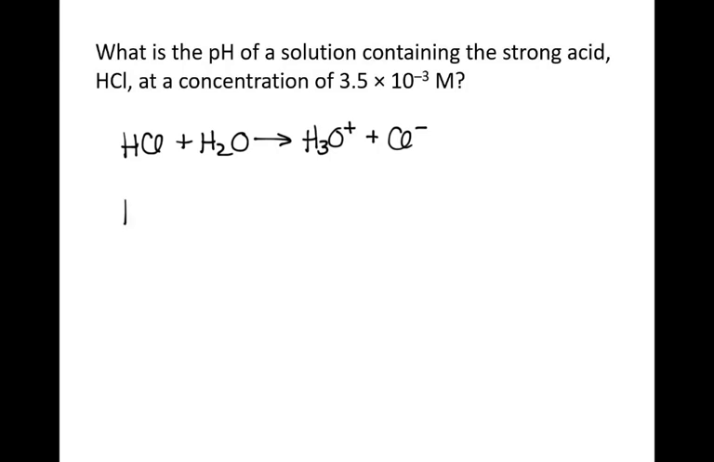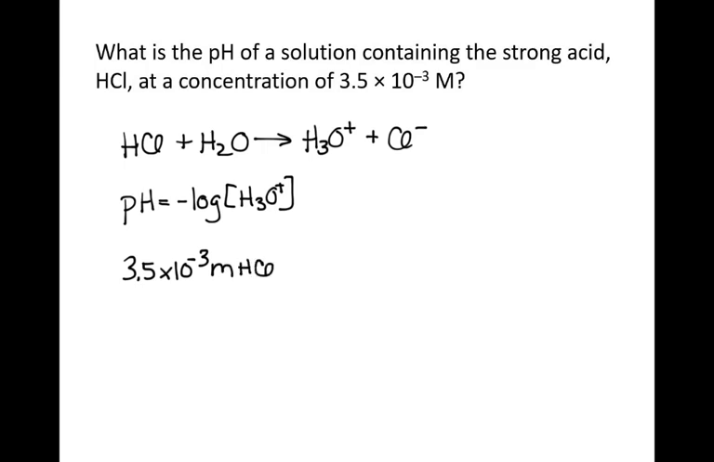So if we're trying to find the pH, then the pH is going to be the negative log of the H3O plus concentration. So to find the H3O plus concentration, we can take that 3.5 times 10 to the minus third molar HCl, and we know that there is 1 mole of H3O plus for every 1 mole of HCl, so that the concentration of H3O plus will be the same, 3.5 times 10 to the minus third molar.